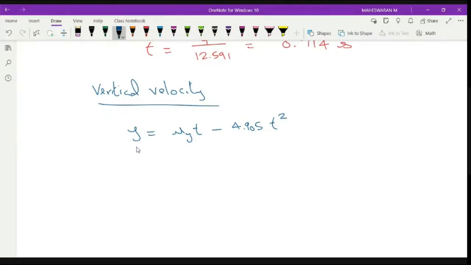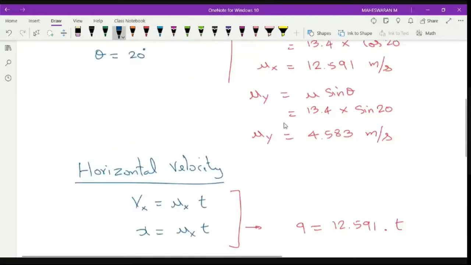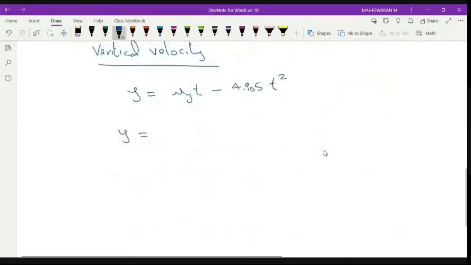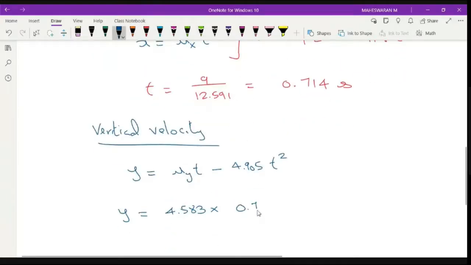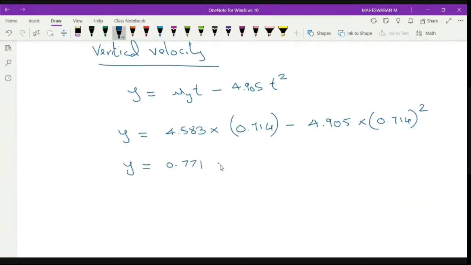So my aim is to identify this y at that particular location. So y is equal to uy. We already identified 4.583. Let us consider 4.583 into t. So time is 0.714 minus 4.905 into t square, 0.714 the whole square, which gives 0.771 meter, right?